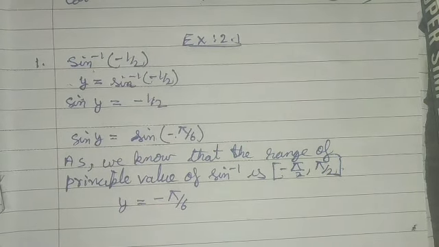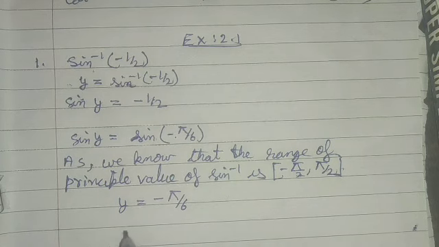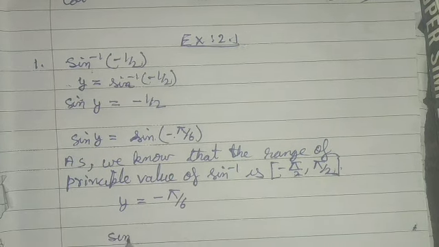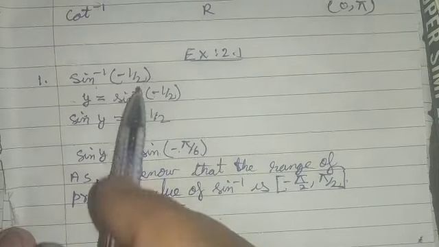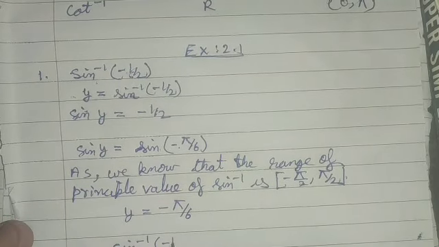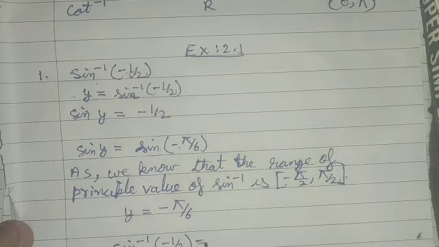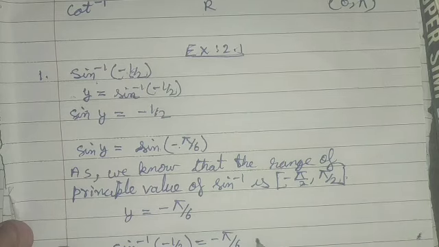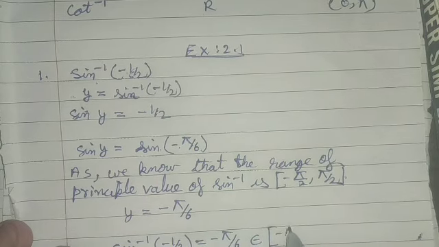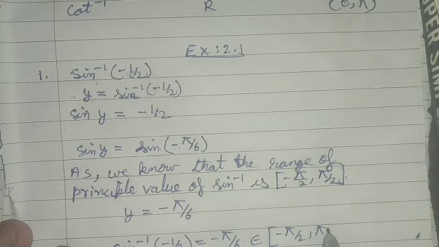Now sine will be eliminated from both the sides. Now y was sine inverse minus 1 upon 2, so sine inverse minus 1 upon 2 equals minus pi by 6, which lies between minus pi by 2 to pi by 2.